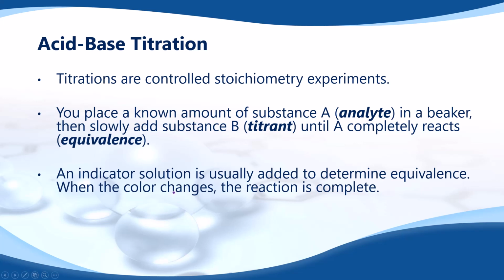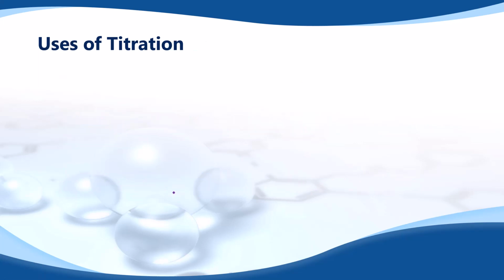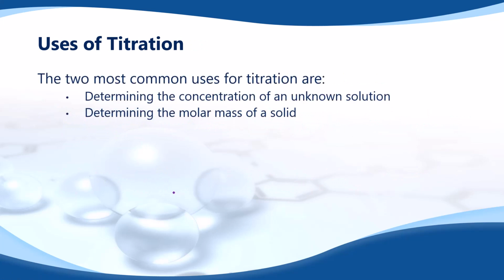So here's what we wind up using it for most commonly, a couple of different uses. The most common use of titration that you see is you make a solution and you want to know its exact concentration, so you titrate it to determine the exact concentration. Another way that you can use it is if you have some solid that you don't know what it is, you can identify its molar mass by using a titration experiment. We won't really get much into that one, but it is a fairly common use.